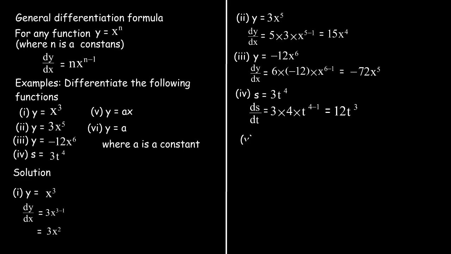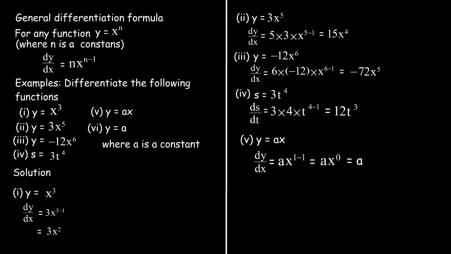Our example 5 states that y equals ax, and we are told that a is a constant, and like I said earlier, we are not going to be differentiating the constant, so dy over dx will be a times x to the power of 1 minus 1, which will be equal to a x to the power of 0, which is equal to a.